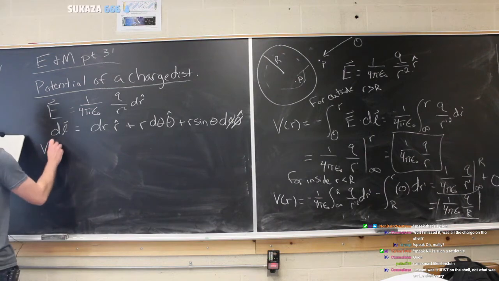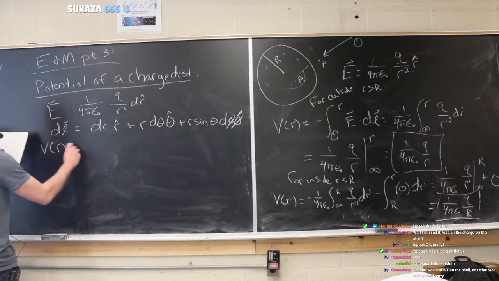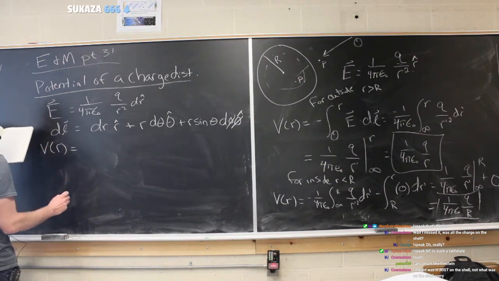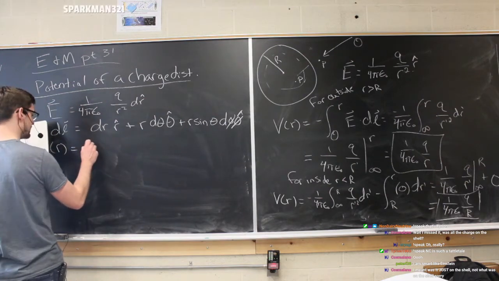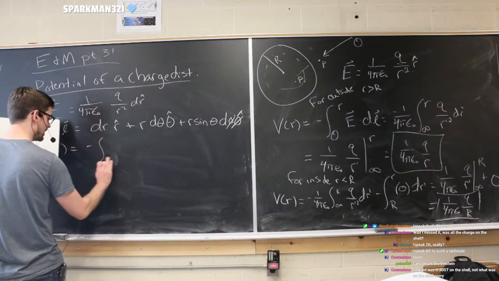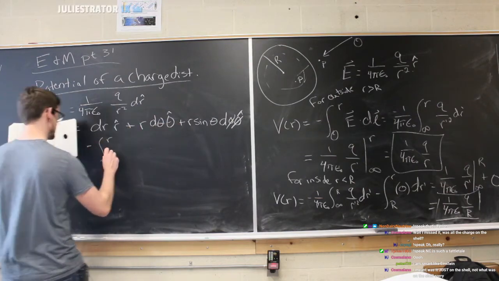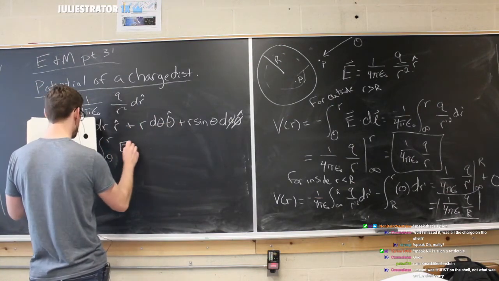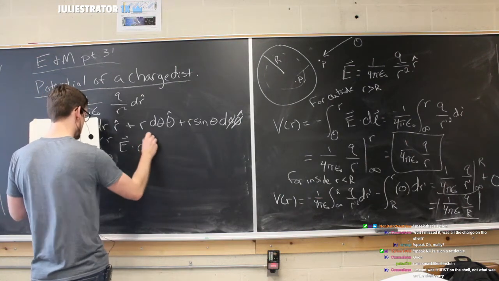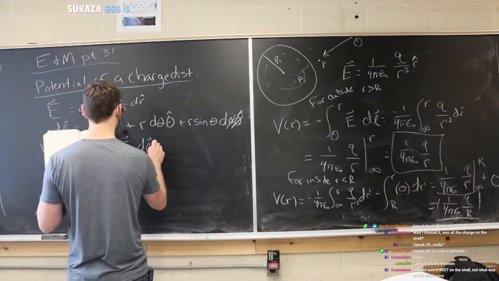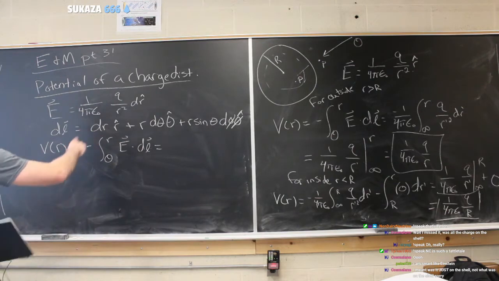Then V as a function of r is going to equal, for a point charge, thinking about the electric field, minus, using the same trick we used over there, the integral from some origin to some r of E dot dl. Now we can actually write out what E dot dl is, just like we had before with the dl.